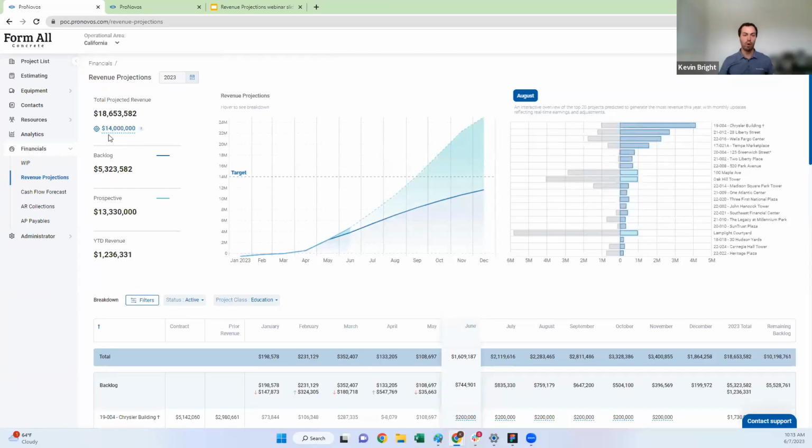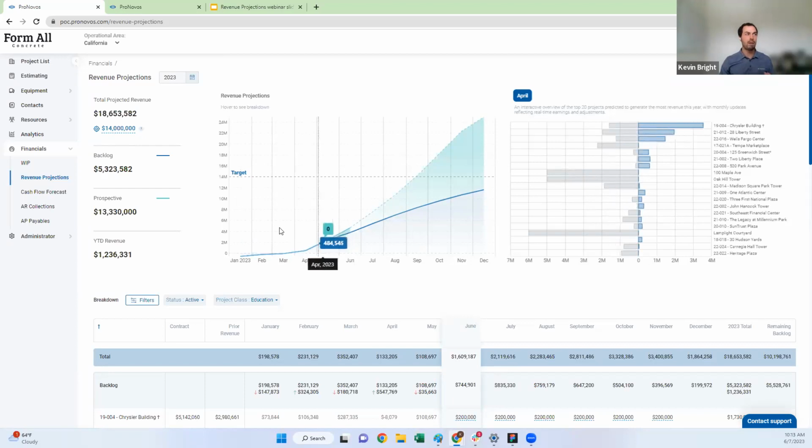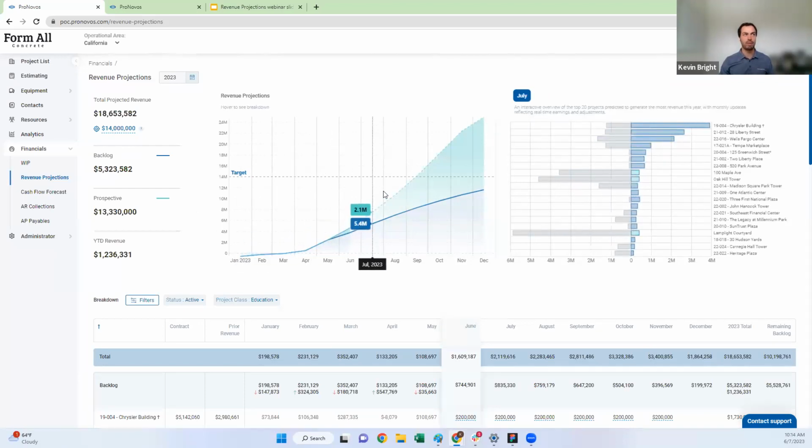So knowing what your target, what your goal is for the year is a really good way to track, okay, between our backlog and our prospective jobs, do we have enough in the pipeline to meet our target? And what you'll see here on the right is a visual that shows how the backlog and prospective jobs are tracking against that target. So I've got my backlog in blue, my prospective in a light green, and I can see how that stacks up against my target here.